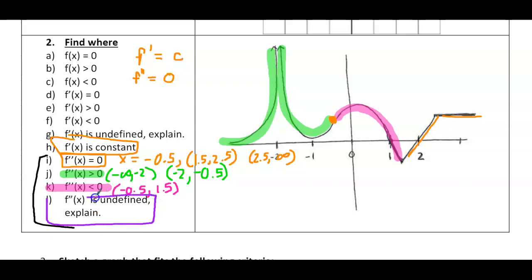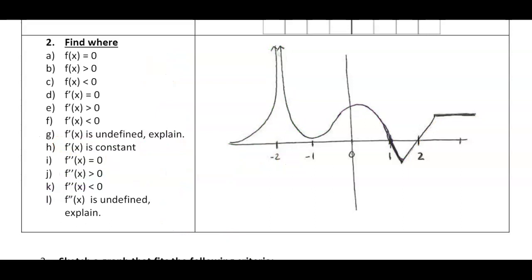F double prime is undefined anytime f prime is undefined. So there's our answer there. Wherever f prime was undefined, that's going to be our answer. So we had undefined here, and we also had undefined here. And so that was -2 and 1.5. If your first derivative doesn't exist, then your second derivative can't exist because your second derivative depends on your first derivative. All right, so there's number 2.